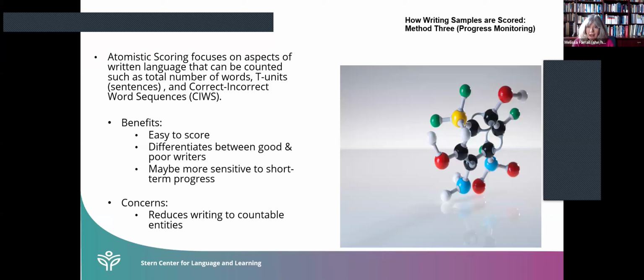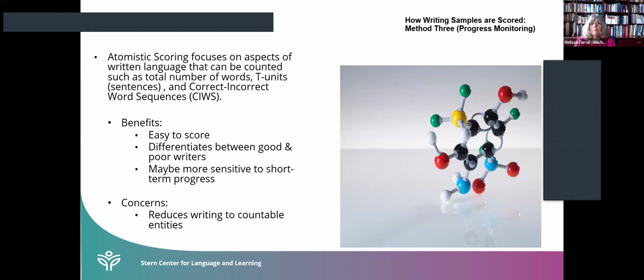So we also have progress monitoring, and we've become kind of obsessed with things that we can count. And so this is called atomistic scoring, right? Focuses on aspects of written language that can be counted. And what kinds of things can we count? We could count, for example, the number of correctly spelled words. We could count just the number of words in the passage.